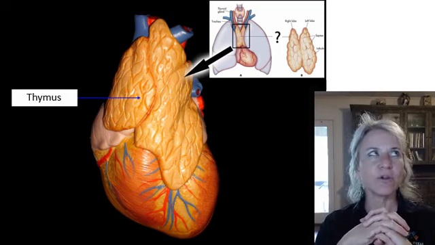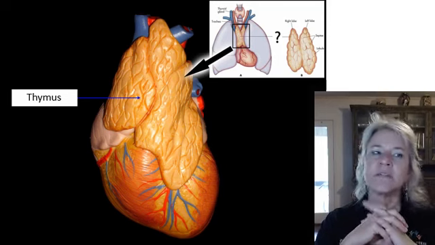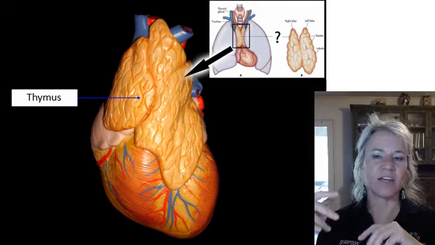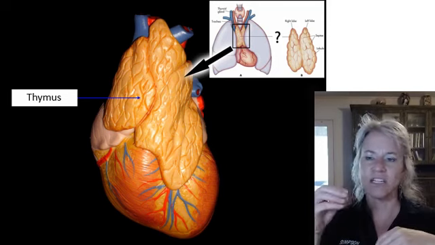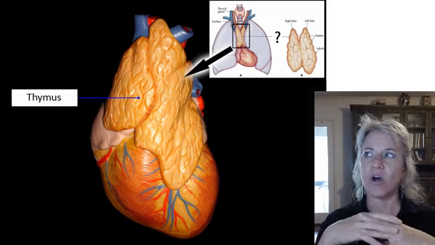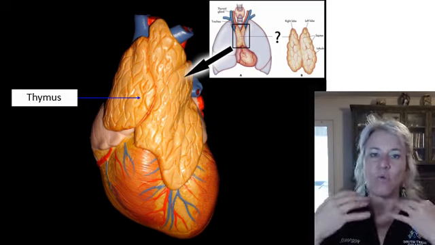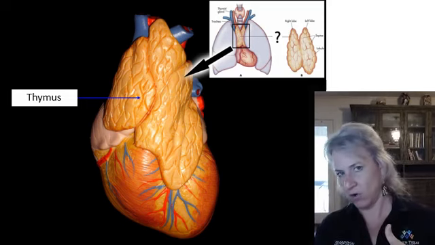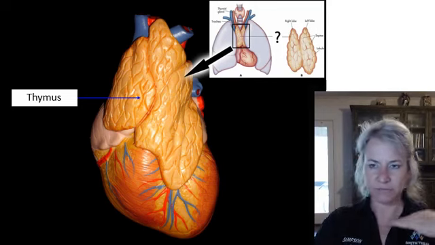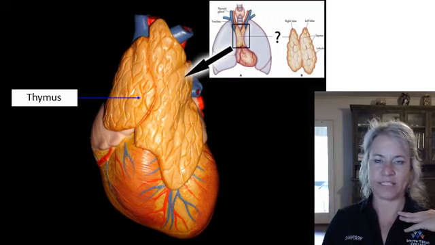However, by the time you're 18 or 19 years old, you no longer have a thymus. It kind of disintegrates, or gets reabsorbed by the body, or turns into fatty tissue. So you just really need it to develop the immune system, and then once you have those antibody producing cells, you don't need the thymus anymore. So it just kind of disappears. It's sitting right there on your heart, and then it disappears.